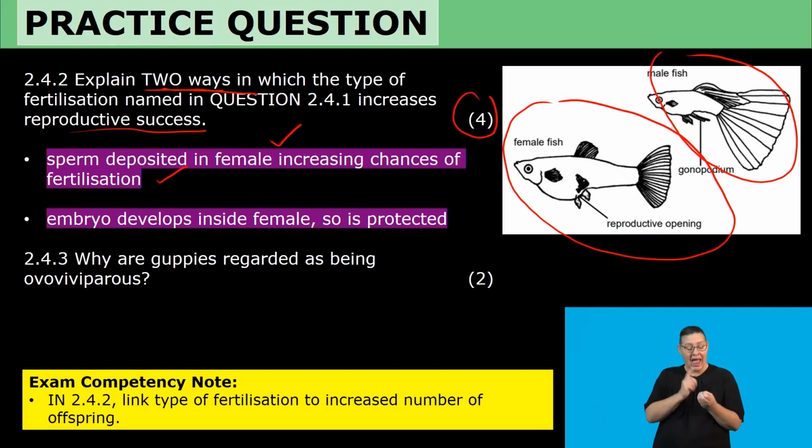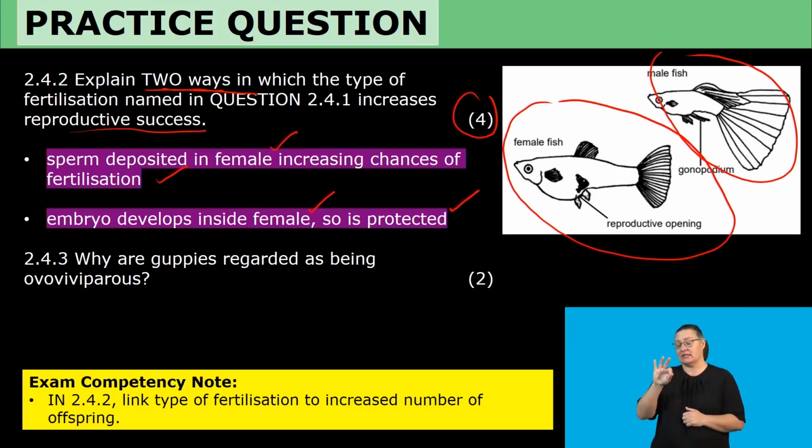And the second one is, I think my tick is misplaced. This tick should be sitting here. Okay, sperm are deposited in female, there's the tick, and then increasing the chance of fertilization. Good. And the other explanation is that embryo develops inside the female, therefore it is protected.